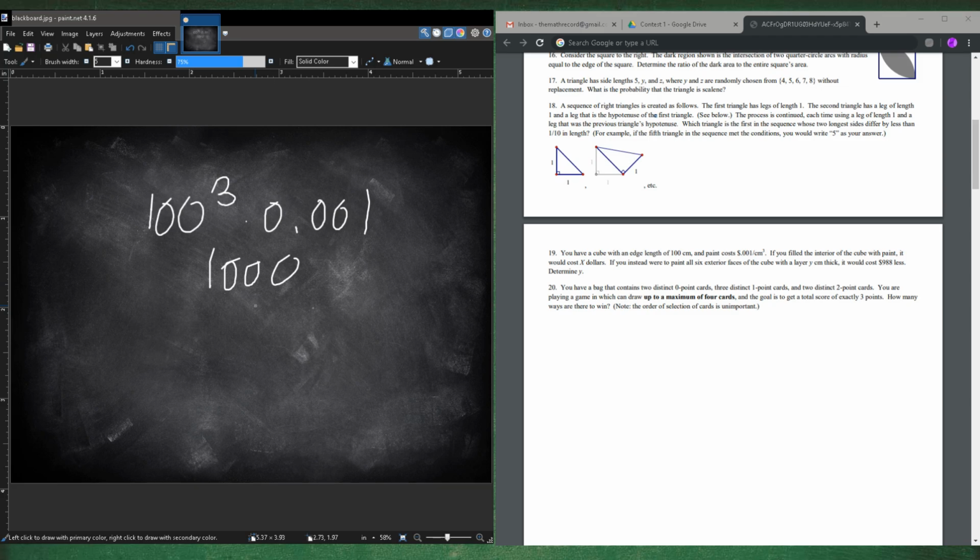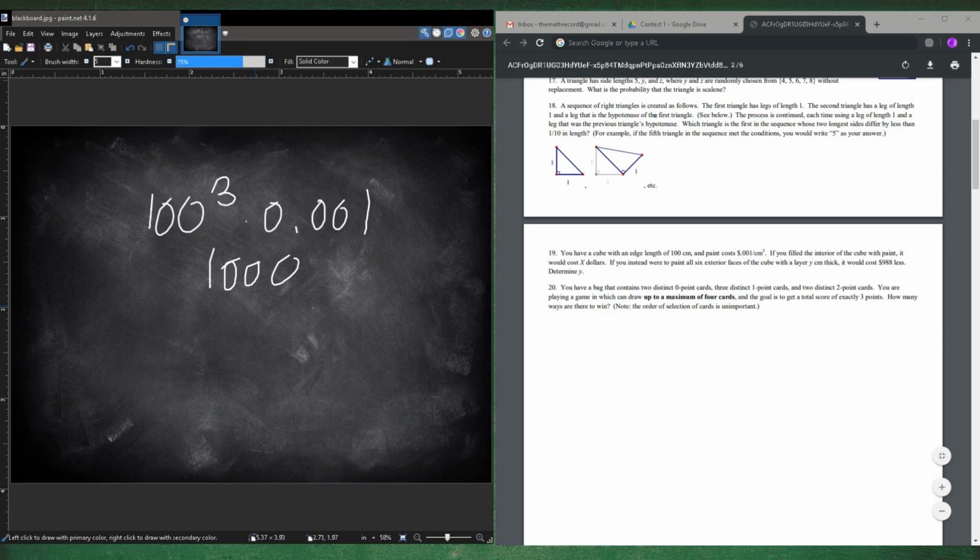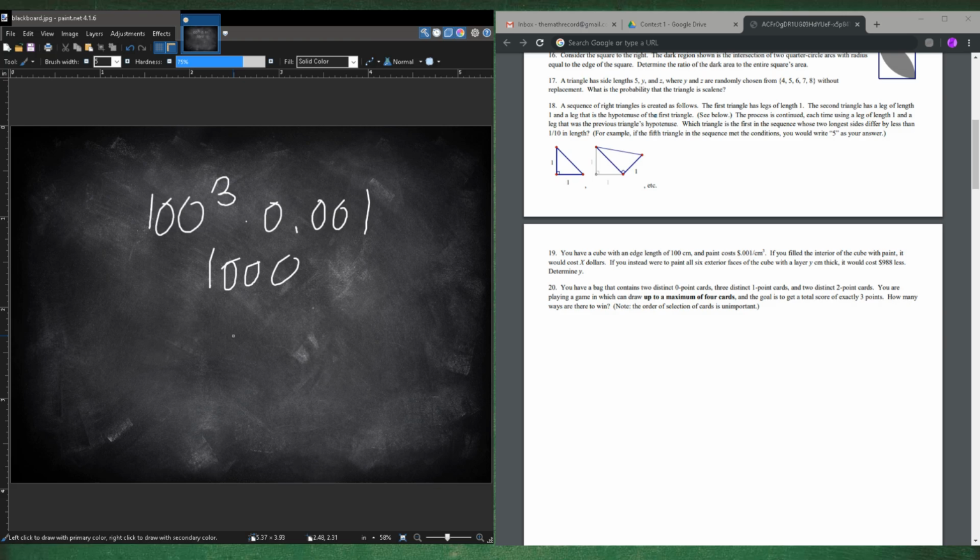Right? So if you were to paint all 6 exterior faces with a layer Y centimeters thick, it's going to be like some kind of rectangular prism or square prism or whatever it's called. So the length and width would be 100, let's say a cube like this, right? Can you draw a picture? Let's just draw out this side length. So it'd be like that, something like this.